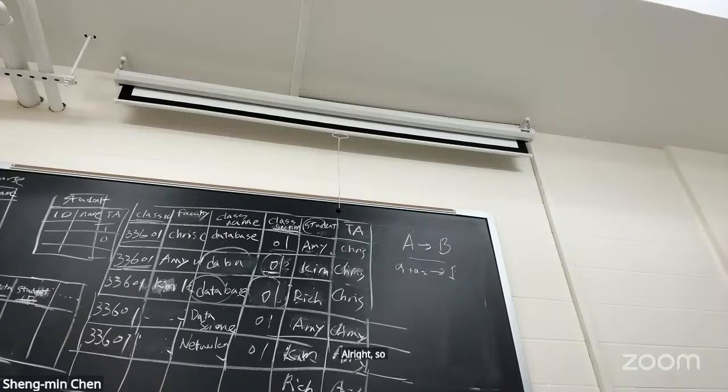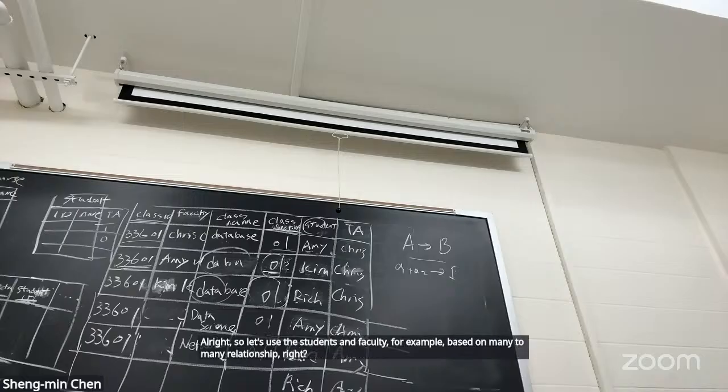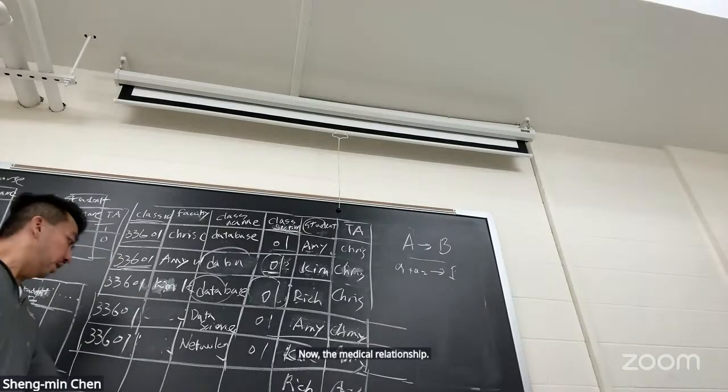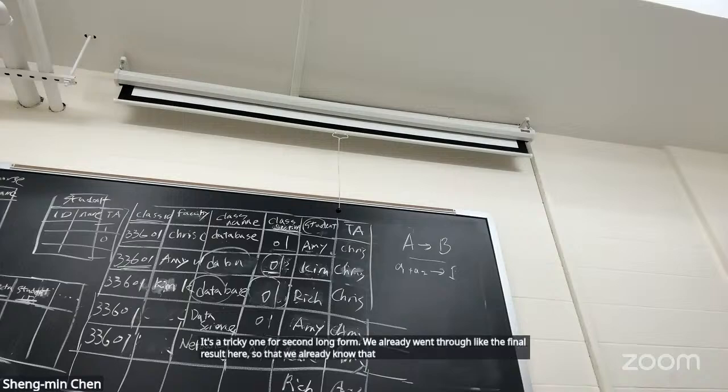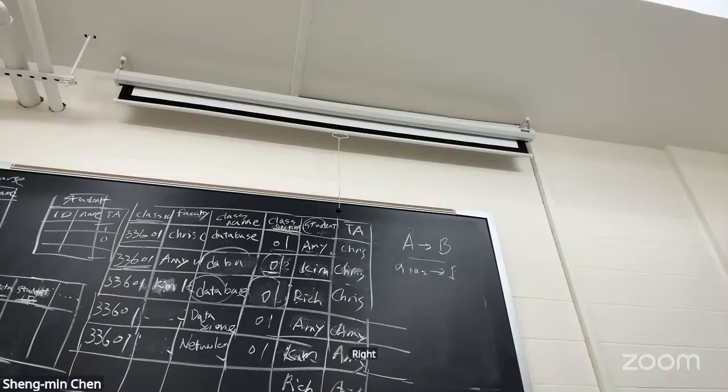All right. So let's use the students and faculty, for example. It's a many to many relationship, right? Now, the many to many relationship is a tricky one for second normal form. We already went to the final result here, so we already know that we need an enrollment table here, right? We went through all that in the beginning so that we get here to find our second normal form database design, right?